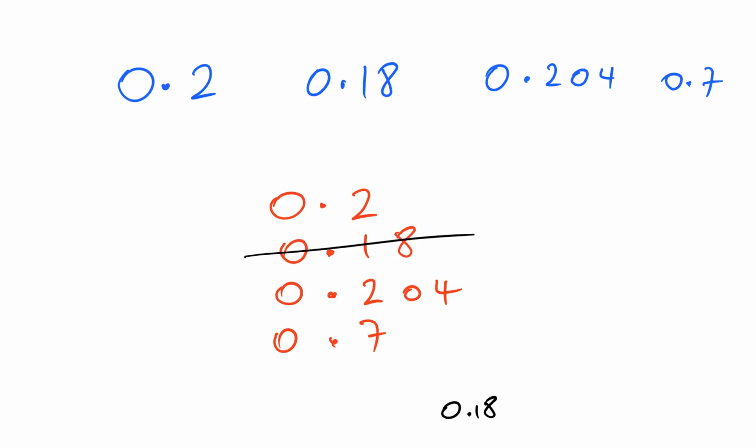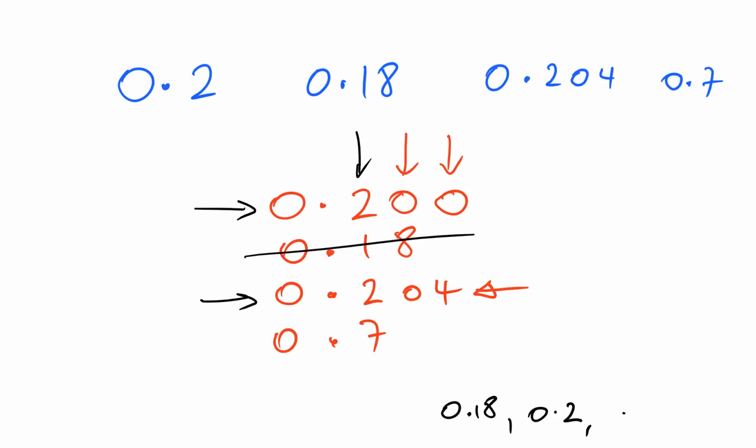That's the smallest. What's the next smallest? Well, we're still looking at this column. It's either going to be 0.2 or 0.204, isn't it? Because those have both got a 2 in the tenths column. So you look at the next column, we could stick a 0 in here. At this level, they've both got 0, so you have to go to the next column. That's got a 0, whereas that's got a 4. So it's the top number that is the smallest. So 0.2 is the next smallest, then it's 0.204, and then the biggest is 0.7.